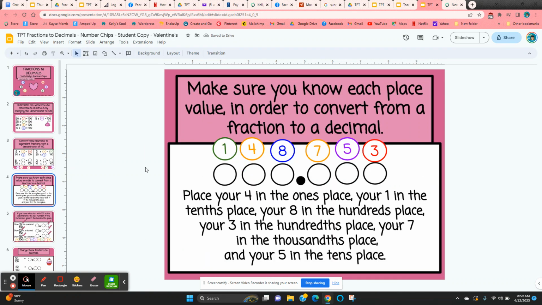Slide 4 is a review of place value. It just asks them to place each one of these numbers in the correct place. It says place your 4 in the ones place. Place your 1 in the tenths place, and so on.